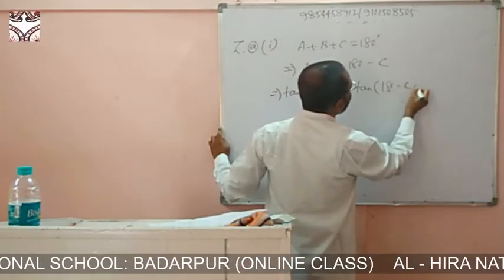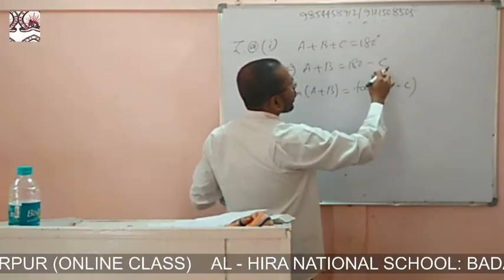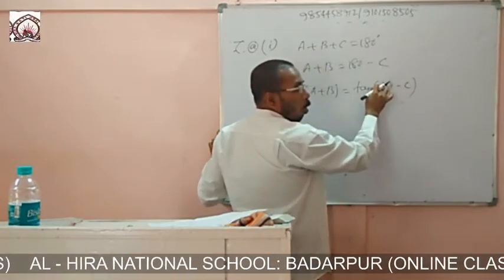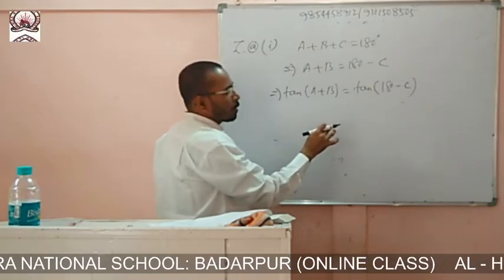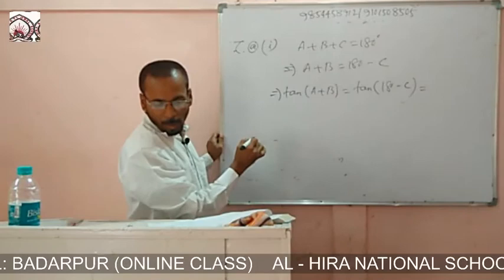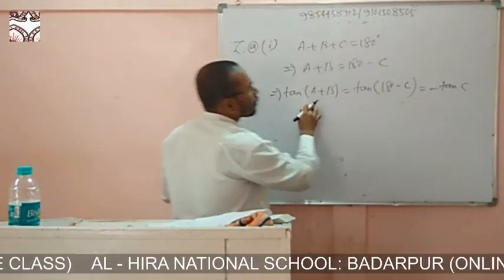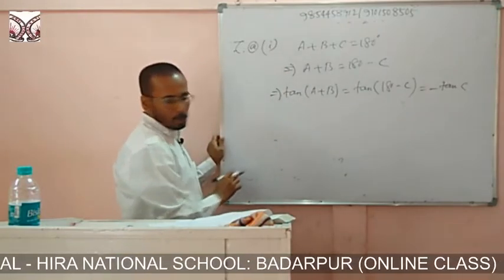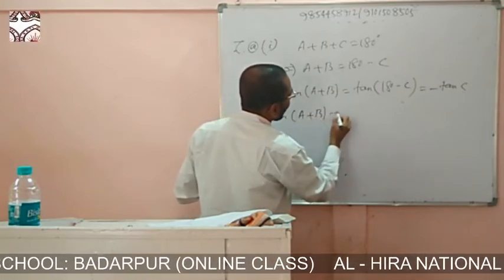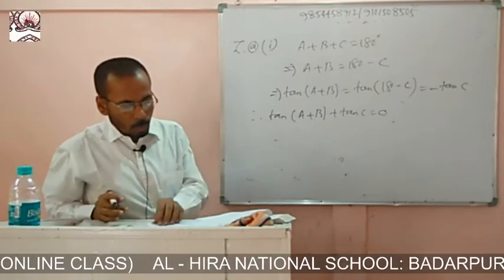will be tan(180 minus C). 180 minus C is in the second quadrant, where only sine is positive, so this will be tan C. This is an even multiple, so no need to change, but the sign is negative. So tan(A plus B) is minus tan C. So we get tan(A plus B) plus tan C is equal to 0.